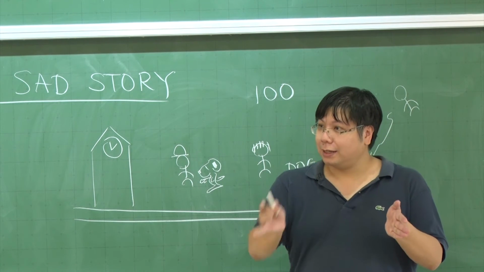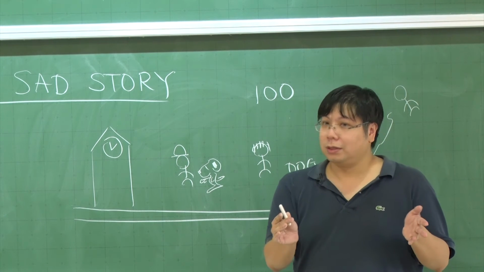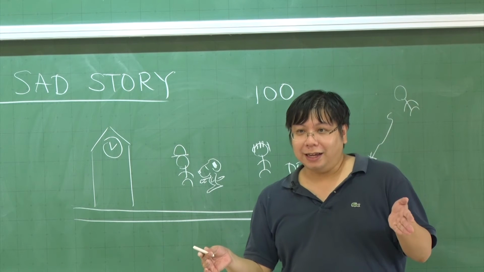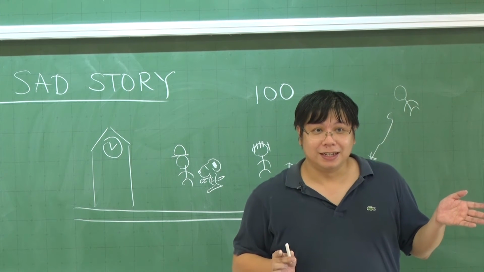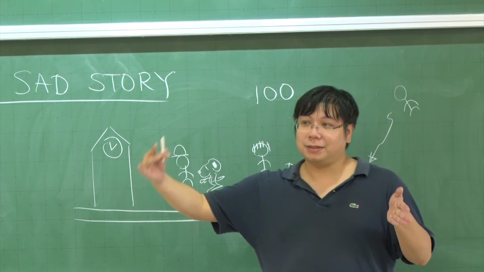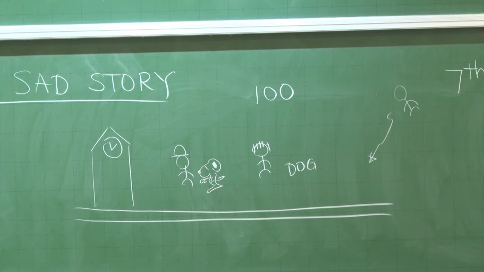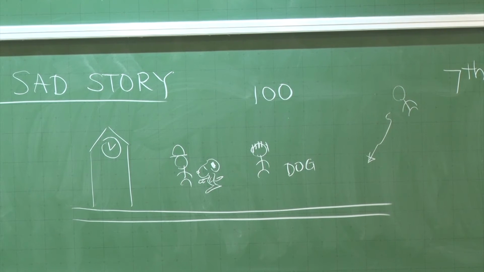So on the first day, after 1 day at noon, nothing happens. After another day, the second day, nothing happens. Nothing happens, nothing happens, nothing happens. But on the 7th day, there is some bang, bang, bang, bang, bang. Now the question here is, it's very strange. This question is, how many dogs are sick?